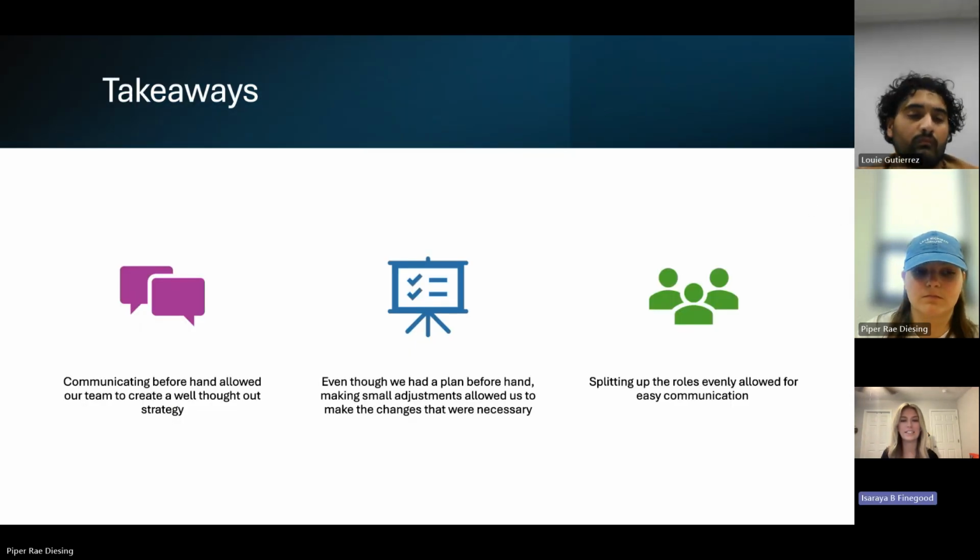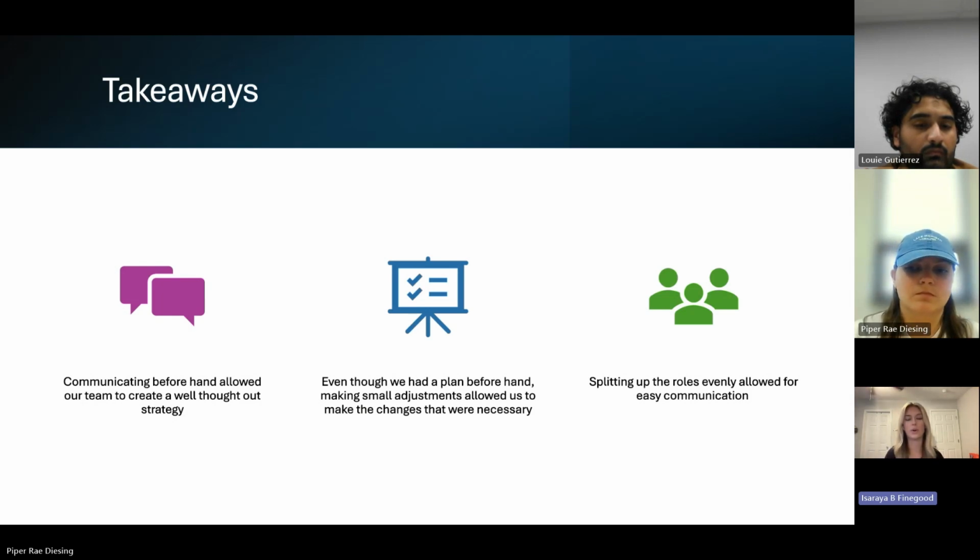For our key takeaways, a lot of it had to do with teamwork and working together. Communicating beforehand allowed our team to create a well thought out strategy, like getting to class a little early and talking out our plan beforehand. Even though we had a plan beforehand, we made small adjustments that allowed us to make the changes that were necessary. And then we split up the roles evenly, so that helped with communicating and knowing what we need to change.